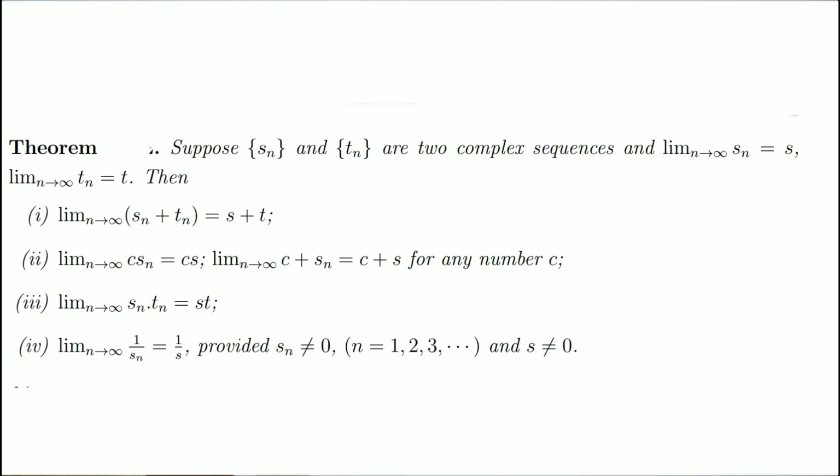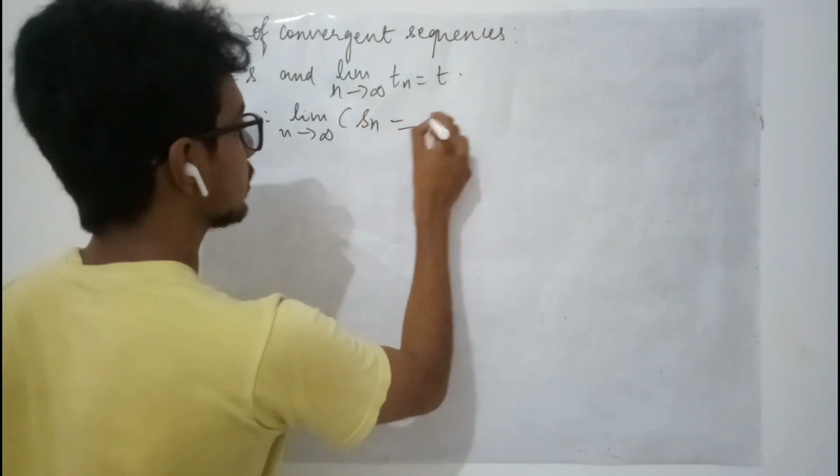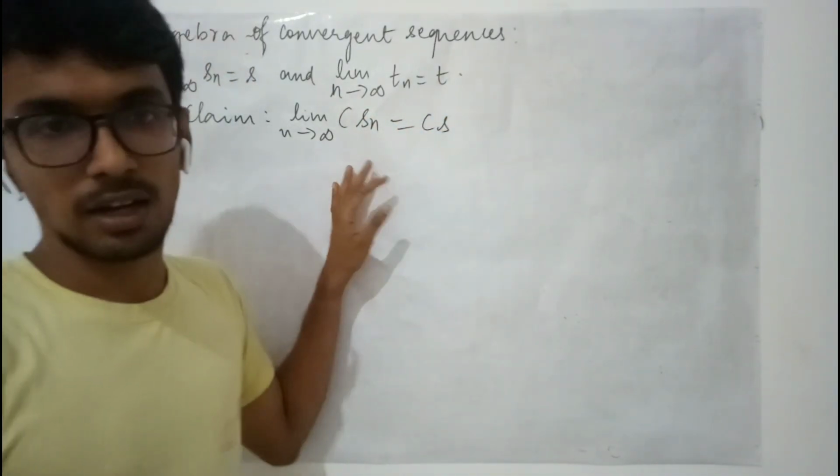Now, in the second part of this theorem, we are going to prove that a scalar multiple of a convergent sequence is convergent. You may see it in the theorem statement. We are going to multiply a constant c with all the elements of the sequence and check the convergence. So this is what we are trying to prove now.